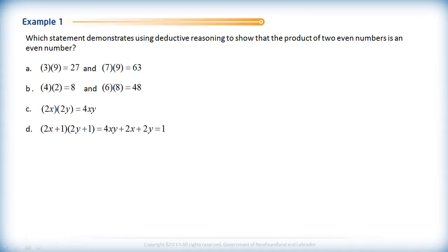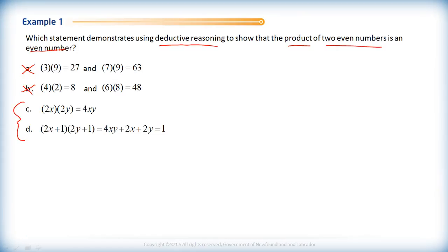Okay. So it says, which statement demonstrates using deductive reasoning to show that the product of two even numbers is an even number? Okay, so this one is about multiplying odd numbers, so that's no good for part A. In part B, what we see is that we are multiplying even numbers, but they're just a couple of examples, and that is not deduction. That is induction, so that's no good to us.